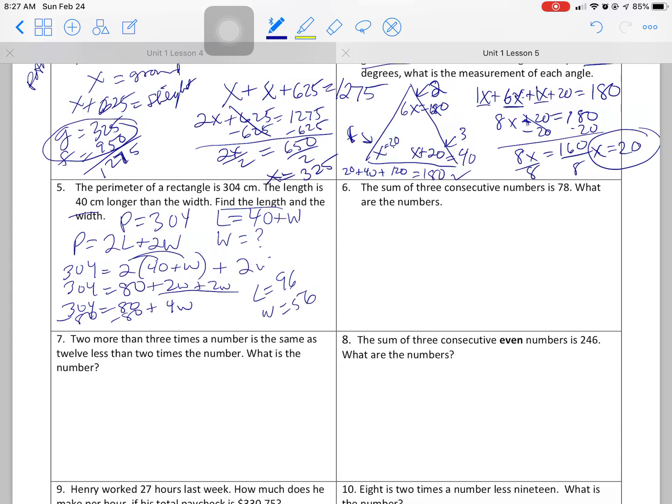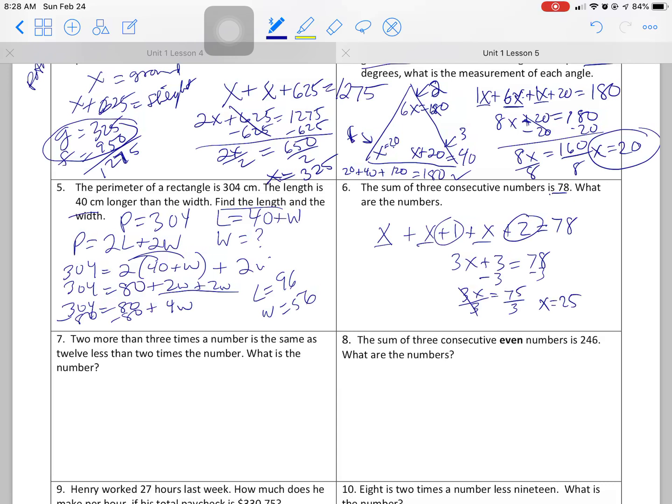All right, sum of 3 consecutive numbers is 78. What is the first consecutive number? The smallest would be x. The next one would be x plus 1. The next one would be x plus 2, and together is 78. What are the numbers? So this is 1x plus another x is 3x, plus 3 is 78, minus 3, 3x equals 75, divided by 3, x equals 25.